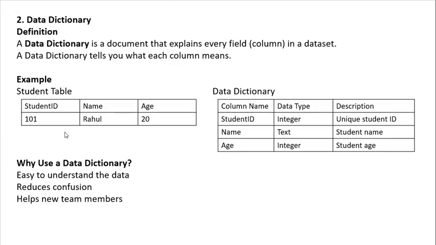In the column names, first is student ID, with integer values, a unique student ID. Second is name, a string, or text data type, where the student names are given. Third is age, given in the integer data type, the student's age. We use a data dictionary because it makes the data easy to understand, reduces confusion, and helps new team members.